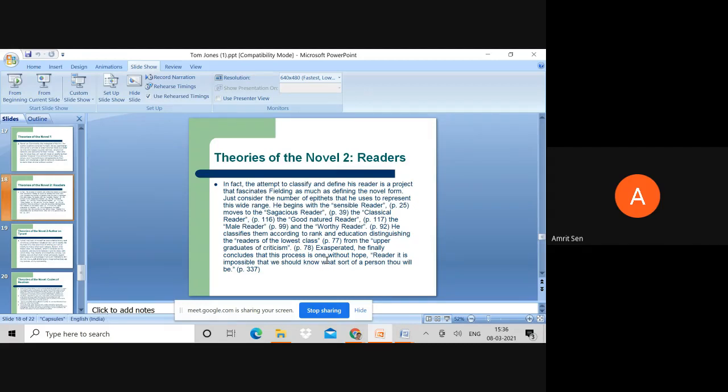And then finally, he's exasperated and concludes that reader, it is impossible that we should know what sort of a person thou will be. Right? So he's saying that I do not know, in fact, what kind of a person you are. So it's acknowledging there the wide variety of not only readerly expectations, but also the sheer number and identity of the readers.